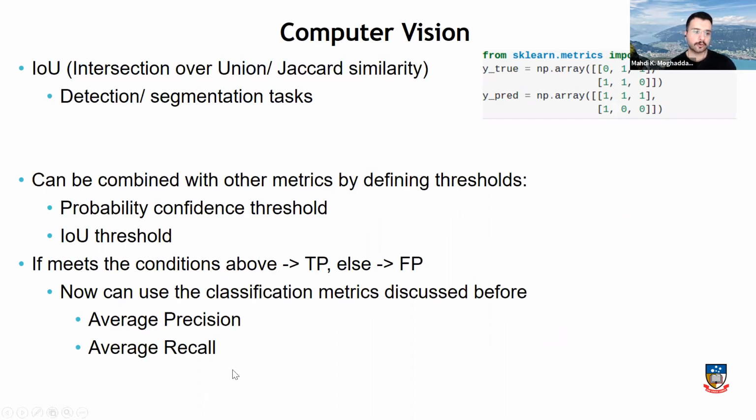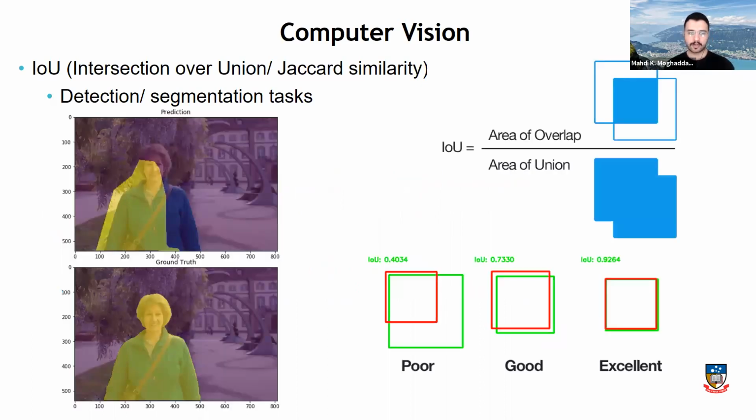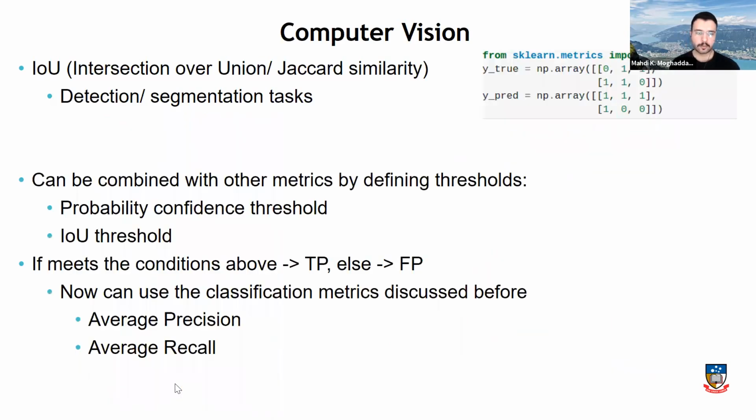Along with IOU, one note is that in object detection people also commonly use a probability confidence threshold. So it's not only about the overlap between the ground truth and the prediction, but also about how confident your model is. If it gives a very good overlap but is very unconfident, let's say it gives 20% confidence, sometimes you might want to ignore that, because you want to increase the confidence of your model as well.